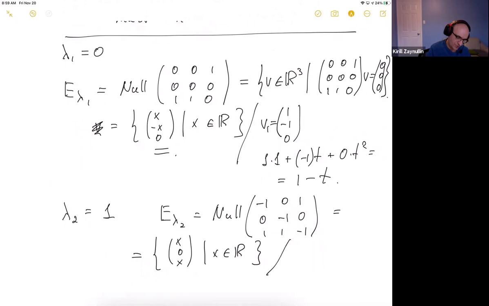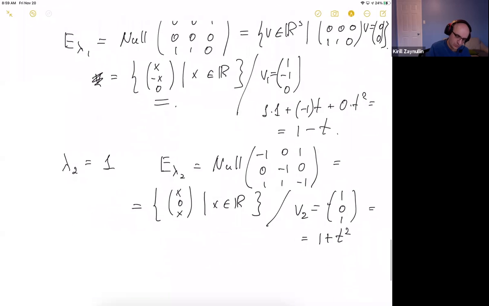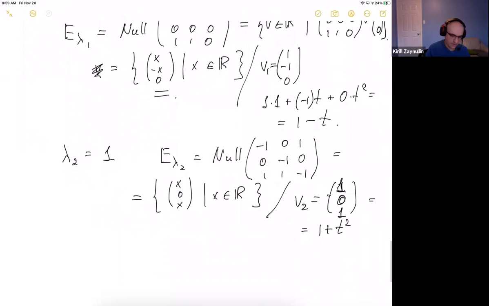And then again, I can just write down the vector, which will be 1, 0, 1. And so this would correspond to the polynomial 1 plus t squared, right? So it's 1, 0 at t, and 1 at t squared. And finally, the same arguments give you the expression for the last remaining basis vector, which is 1 minus t squared.